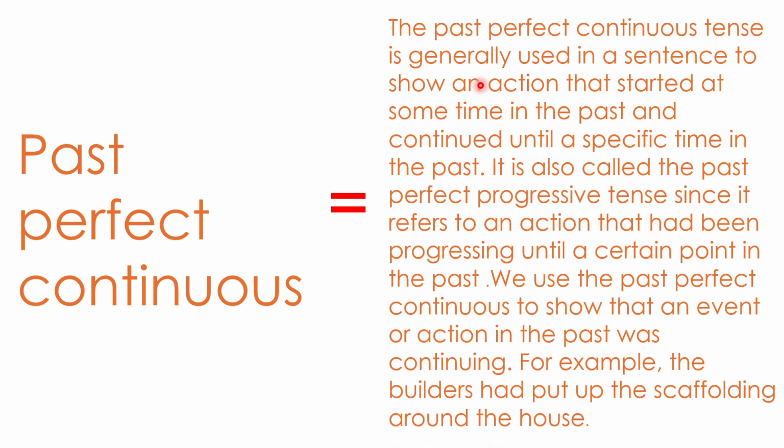So basically, the past perfect continuous tense is normally used in a sentence to show an action that started at some point in the past and continued until a specific time in the past. So obviously, for example, the builders had put up the scaffolding around the house. Amazing. Let's continue.